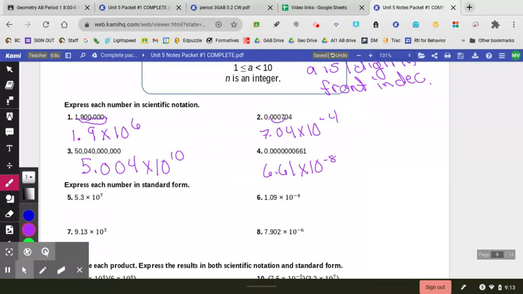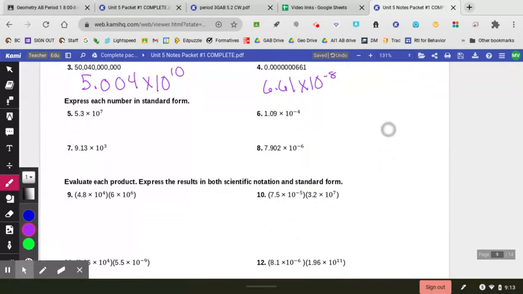Okay, so number 3 is 5.004 times 10 to the 10th, and 4 is 6.61 times 10 to the negative 8th. Now I need to express my answers in standard form. Standard form is how you would normally write it.